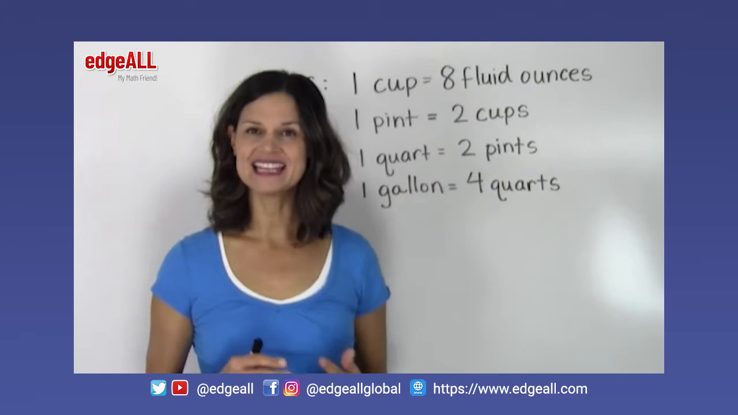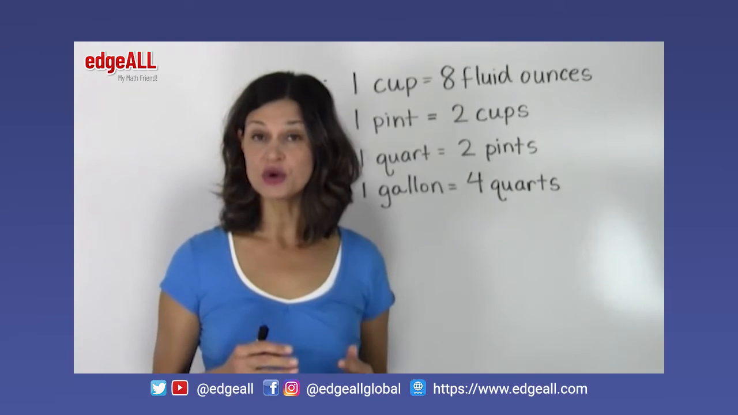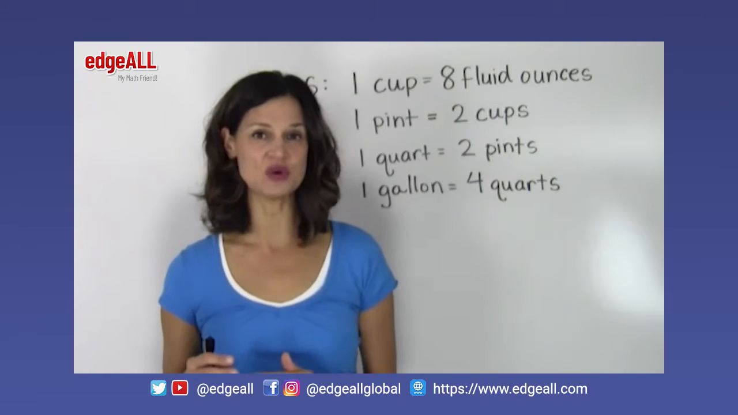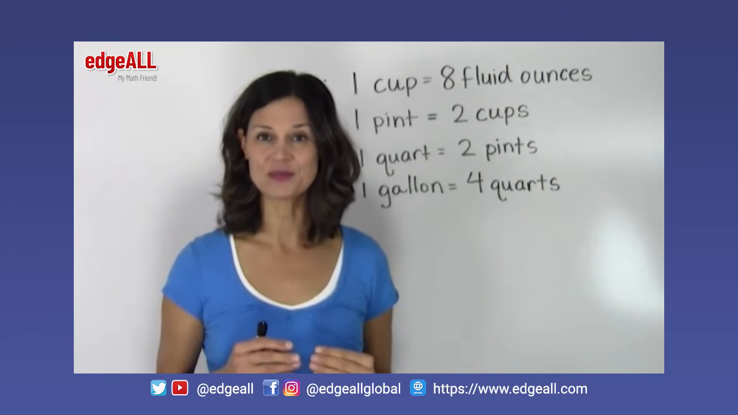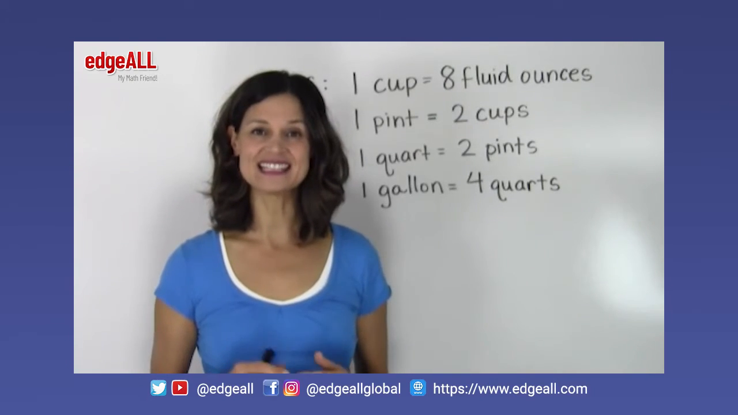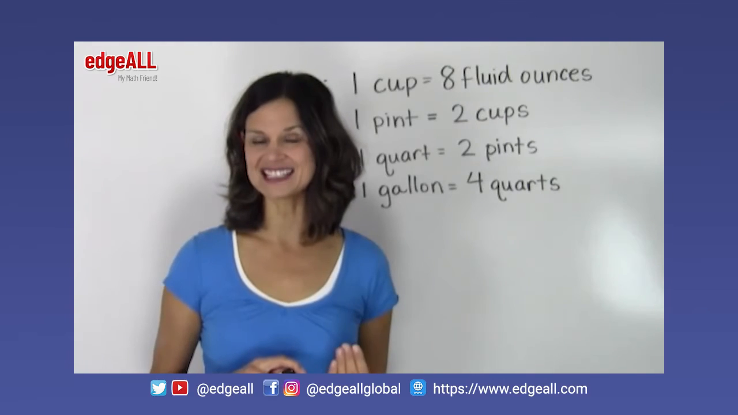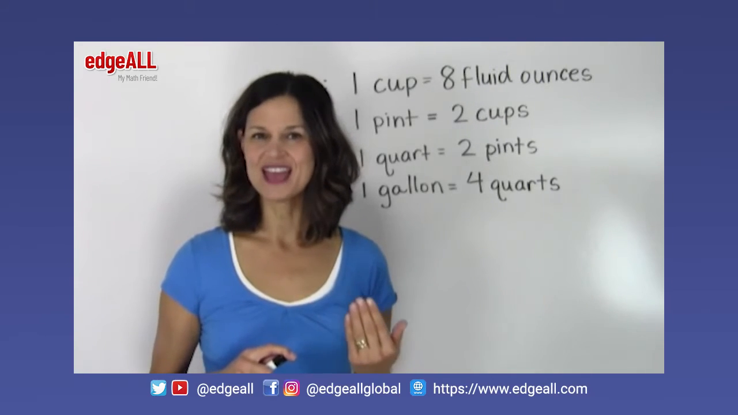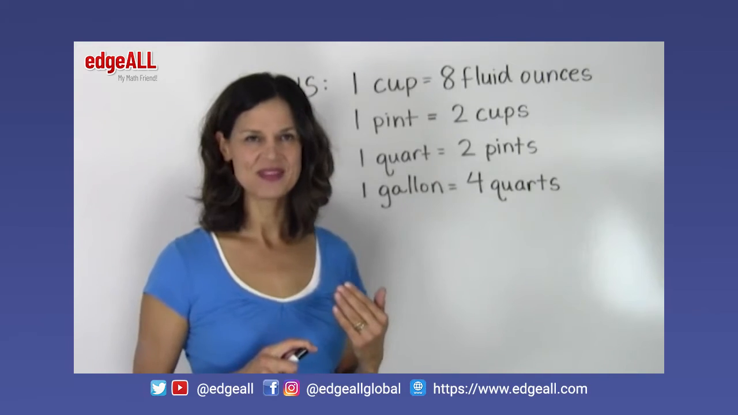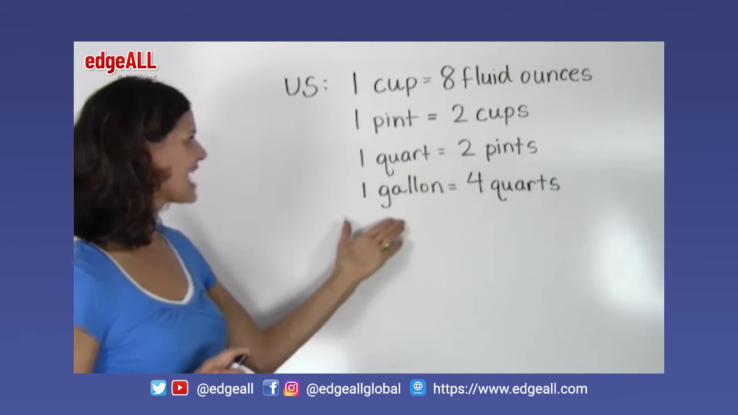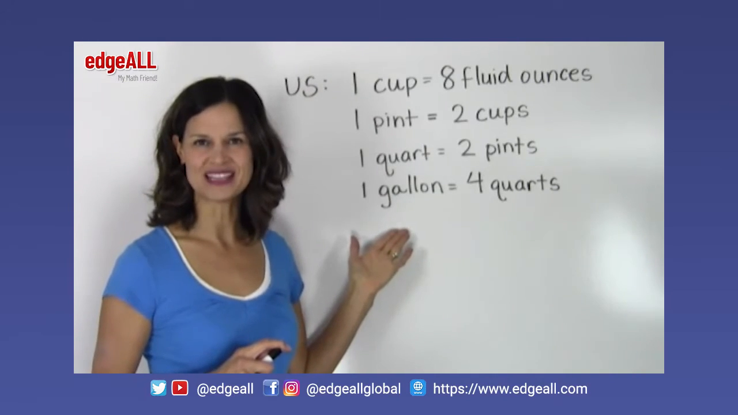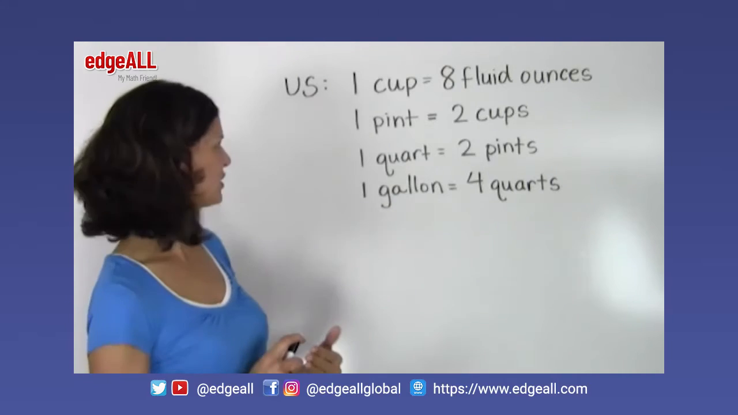Like mass and distance, there are two common systems of units for measuring volume. In the United States, the base unit for capacity, or volume, is the fluid ounce. And so in the United States, these would be common units of measurements of volume.